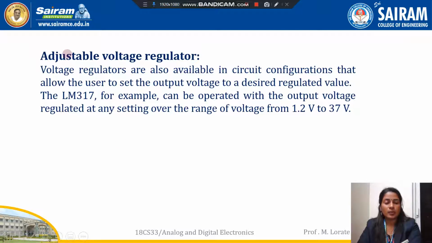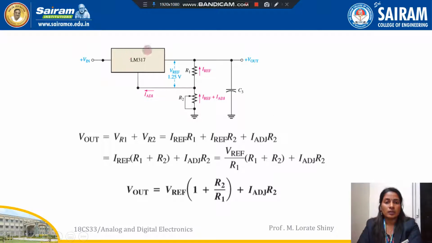Next question is adjustable voltage regulator. Voltage regulators are also available in adjustable circuit configuration. This circuit allows the user to set the output voltage to the desired regulated value. Example, LM317 can be operated with the output voltage regulated at any setting over the range of voltage from 1.3 volt to 37 volt. This is the LM317 circuit with input voltage.